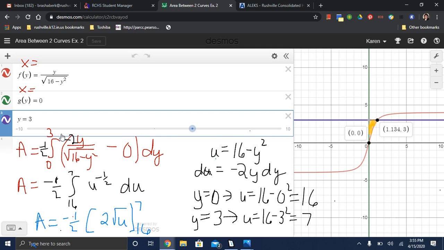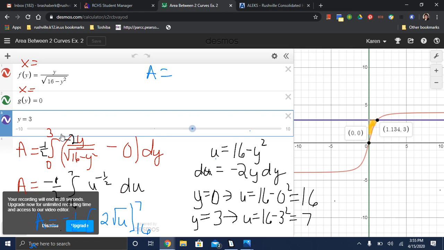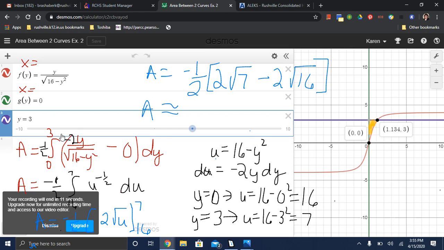And so as we continue on with our evaluation of the area, I'm going to move to the top of the screen. Then area would equal negative 1/2 times 2 times the square root of 7 minus 2 times the square root of 16. And we'll just get a decimal approximation for this. Your decimal approximation, 1.354.